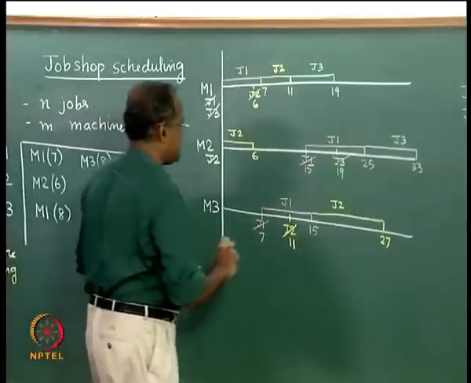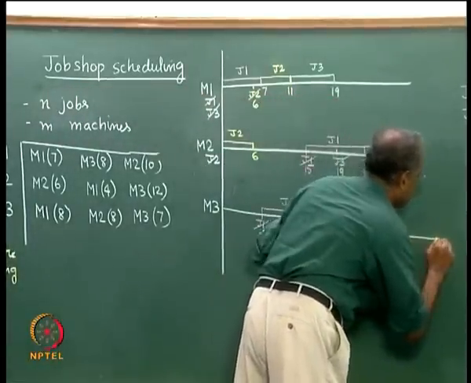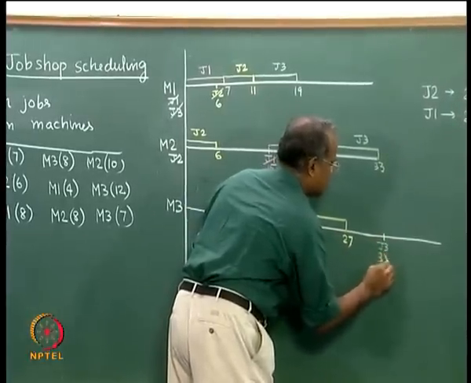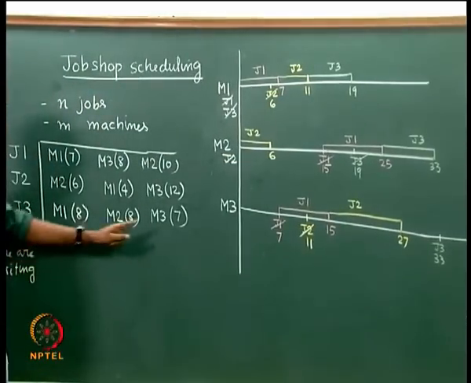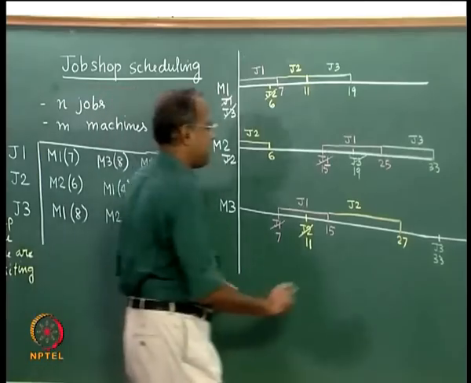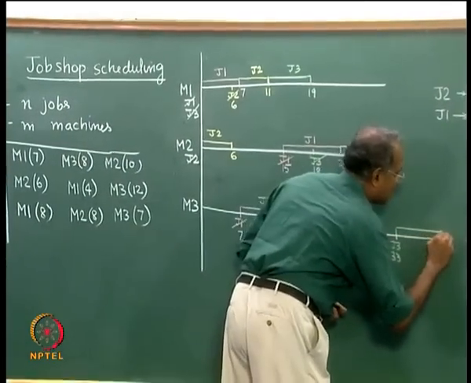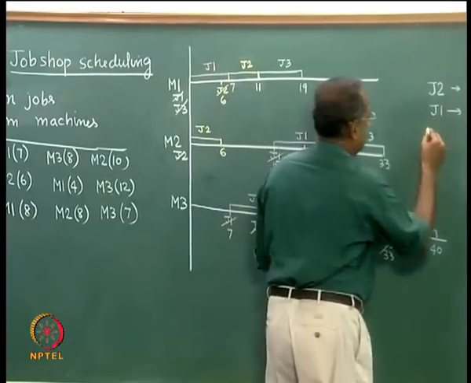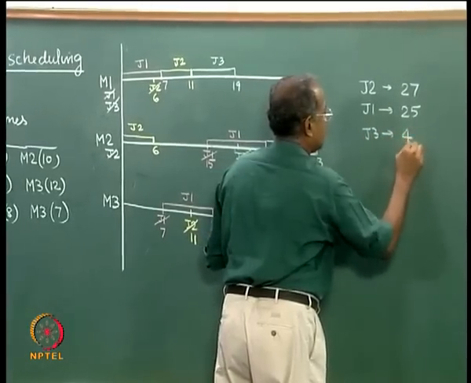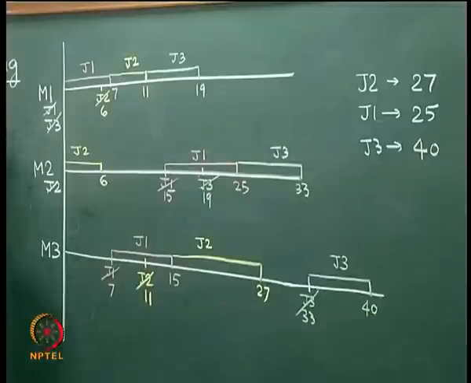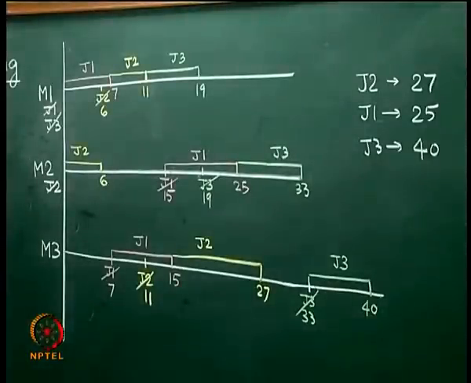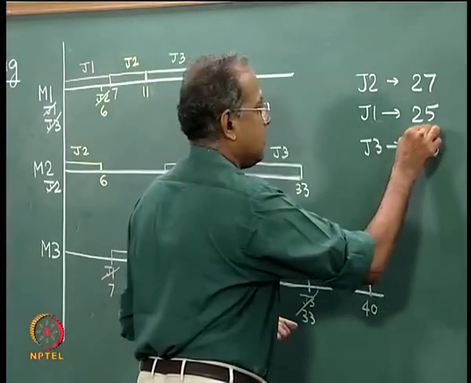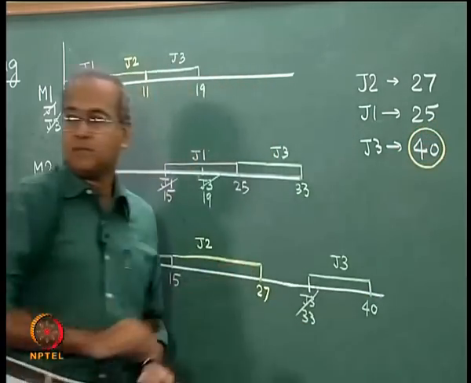and then at 33 J3 comes to M3. So, at 33 J3 is the only one available here, takes another 7 units of time. So, starts at 33 and finishes at 40. So, J3 finishes at 40. So, all the jobs are completed at time equal to 40. So, the make span for this schedule is 40.